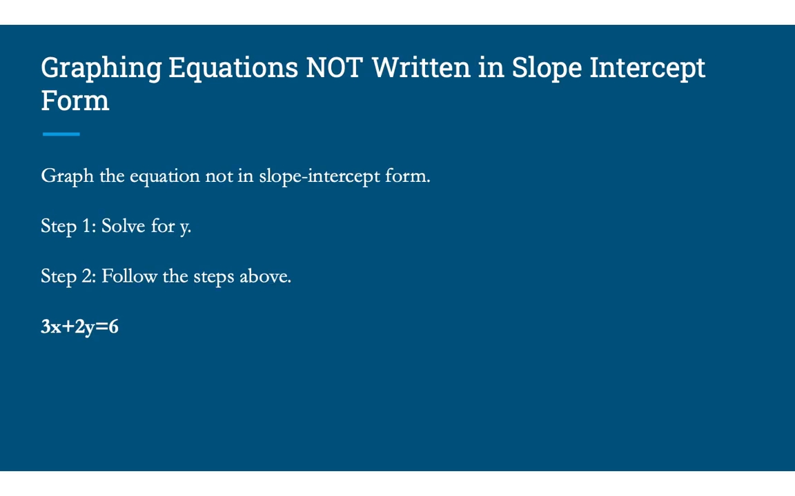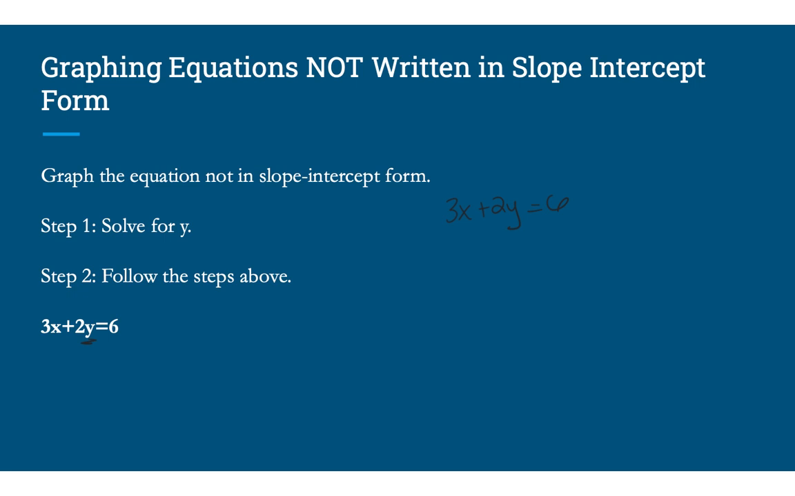Sometimes we have to graph equations that are not written in slope-intercept form. So if you look down in the bottom of your page, we have 3x plus 2y equals 6. So to do this question, step one is to solve for y. So if you remember back at the beginning of this unit, we talked about literal equations. And so this is the skill being applied here. So we are going to take 3x plus 2y equals 6. And we are going to go ahead and solve for y.